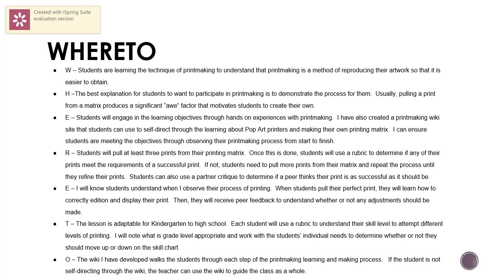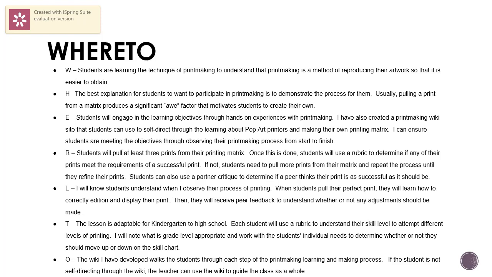Once this is done, students will use a rubric to determine if any of their prints meet the requirements of a successful print. If not, students need to pull more prints from their matrix and repeat the process until they refine their prints. Students can also use a partner critique to determine if a peer thinks their print is as successful as it should be. I will know students understand when I observe their process of printing. When students pull their perfect print, they will learn how to correctly edition and display their print. Then they will receive peer feedback to understand whether or not any adjustments should be made.